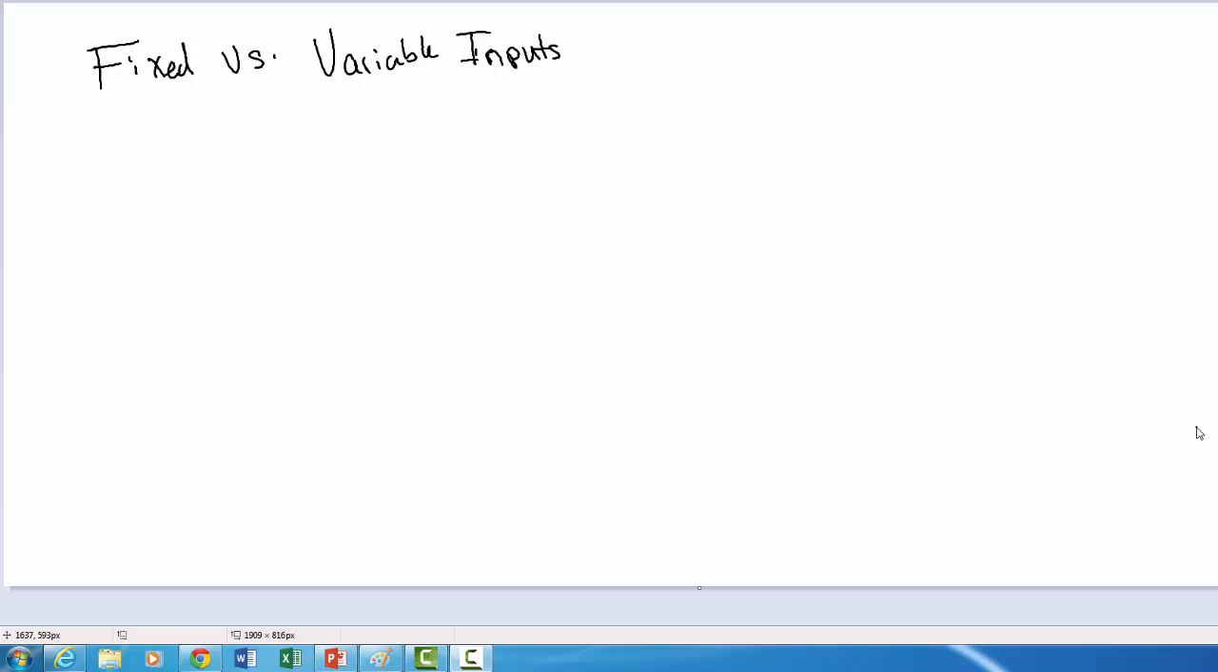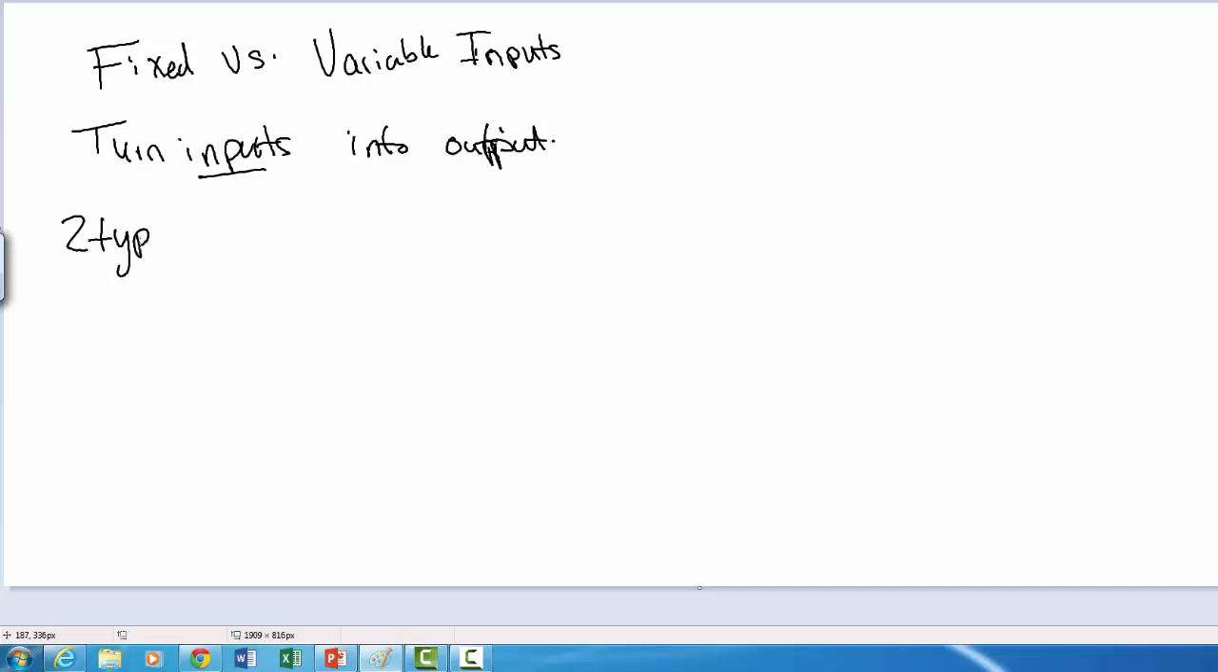As we study economics or business in general, we're going to be looking at how we convert inputs into outputs. So we turn inputs into an output. And while we're doing this, we have to look at the input side and realize that there are two types of inputs. So there are two types of inputs.